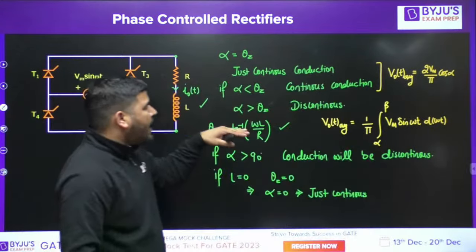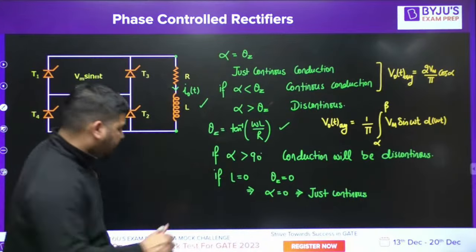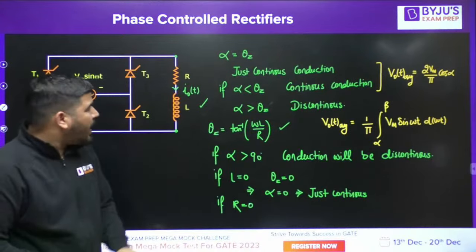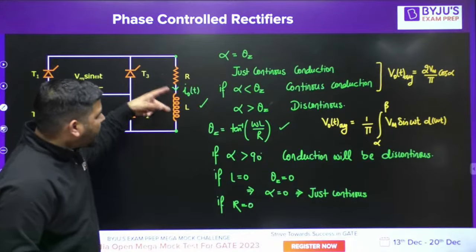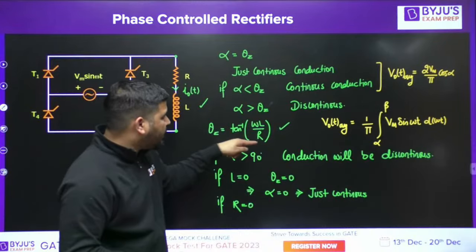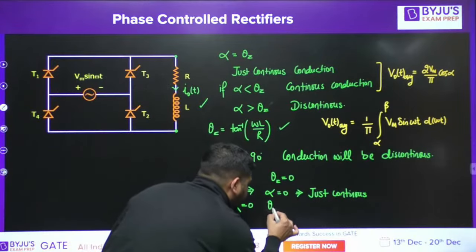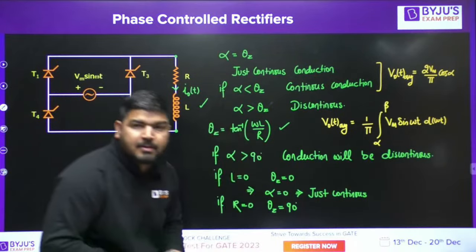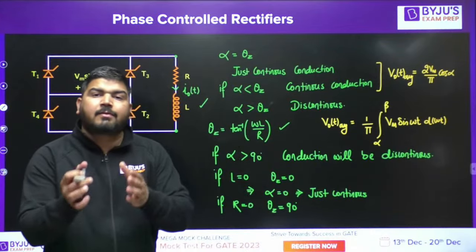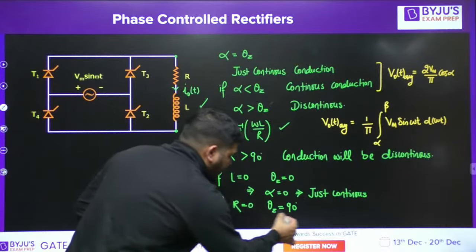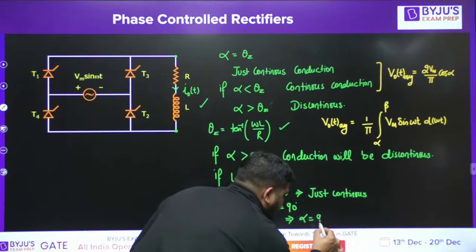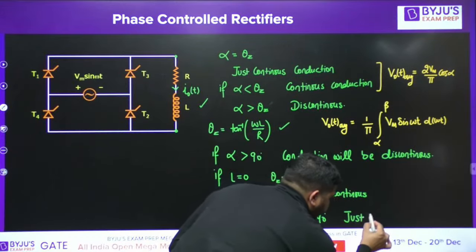Now let's come to pure L load. If R is 0, R equal to 0 means pure L load. If there is pure L load, then I can say that theta z will be 90 degree because R is 0. You can put R equal to 0 here. So you can say that theta z is 90 degree. It means if alpha is 90 degree, conduction will be just continuous.